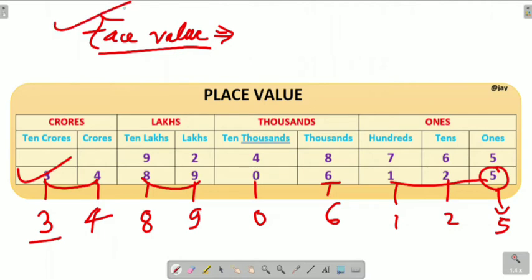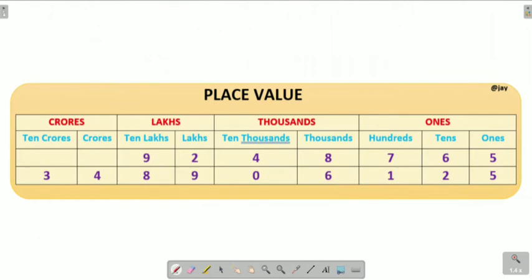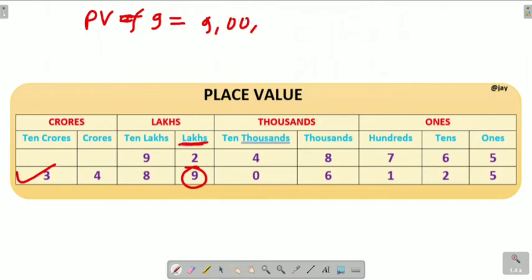Now here we can take a question. What question? Find the difference of the place value and face value of 9 in this number, right? So place value, first we have to write place value of 9. So what is the place value of 9? It is 9 lakh, because the place is lakh. So 9 lakh it will be. And face value of 9 is 9 only.